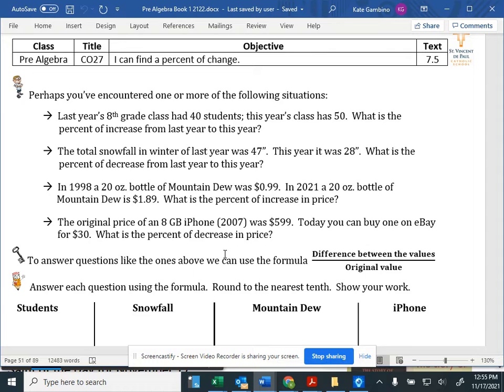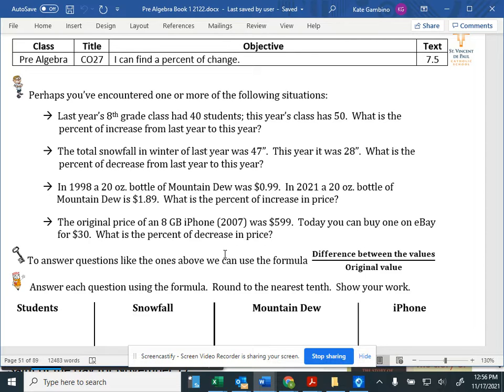Last year's 8th grade class had 40 students. This year's class has 50. What is the percent of increase from last year to this year? Or maybe it's getting into that winter season. The total snowfall in winter of last year was 47 inches. This year it's only 28 inches. What is the percent of decrease from last year to this year?